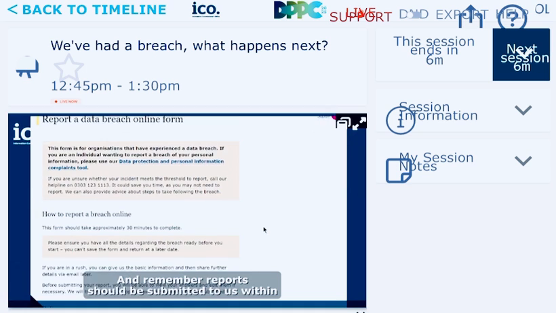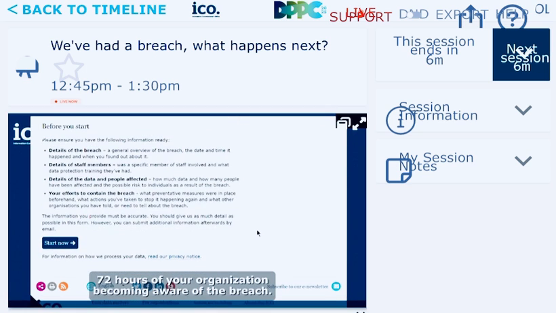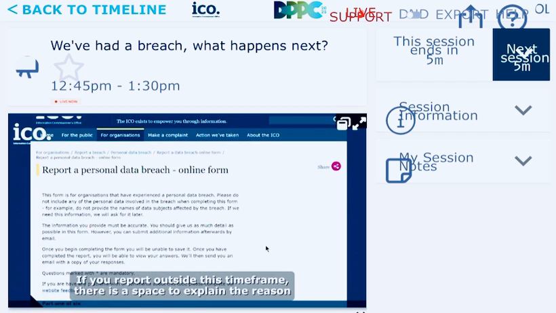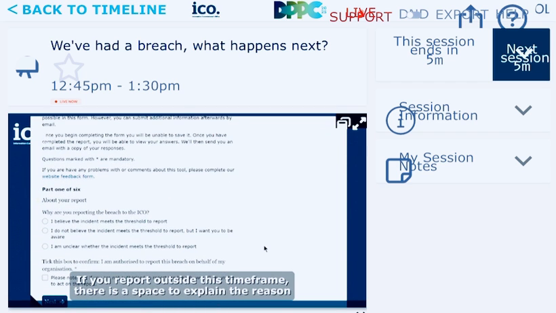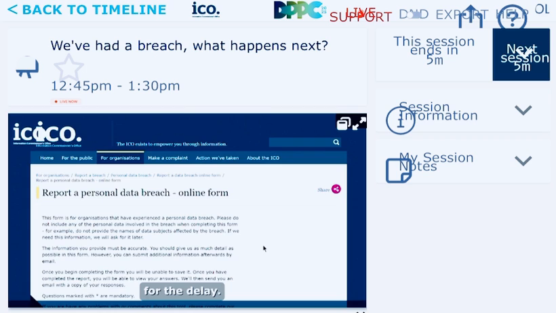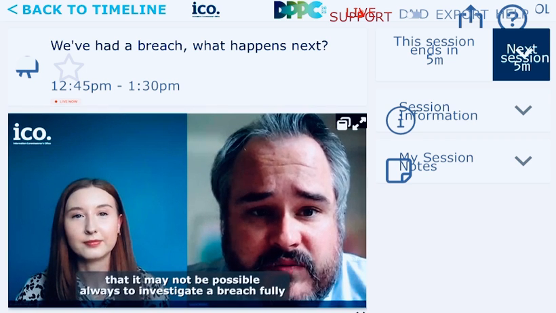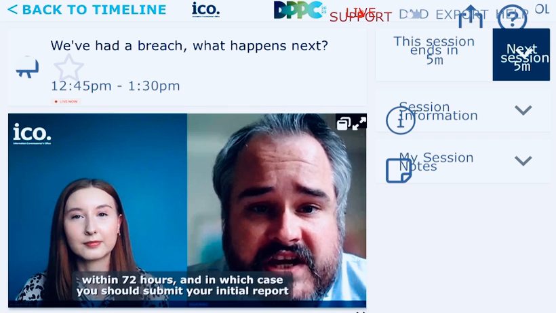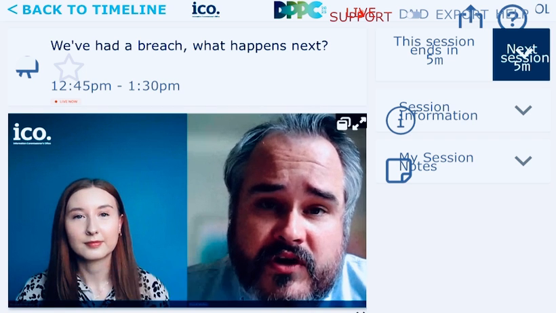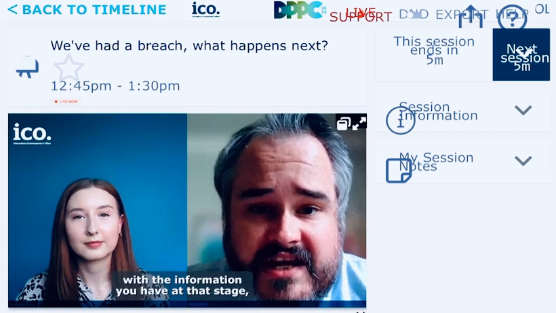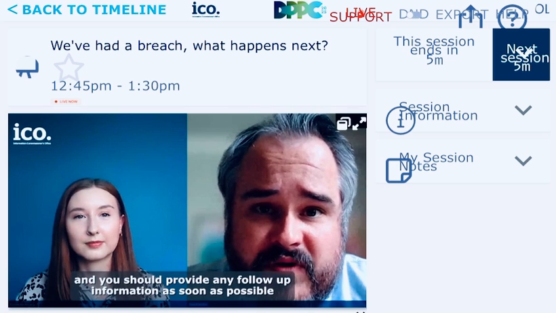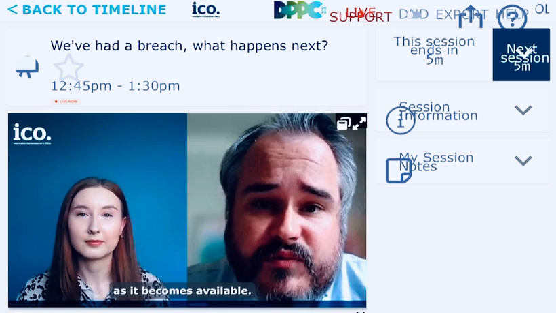And remember, reports should be submitted to us within 72 hours of your organisation becoming aware of the breach. If you report outside this time frame, there is a space to explain the reason for the delay. We're aware, though, that it may not always be possible to investigate a breach fully within 72 hours, in which case you should submit your initial report with the information you have at that stage, and you should provide any follow-up information as soon as possible as it becomes available.